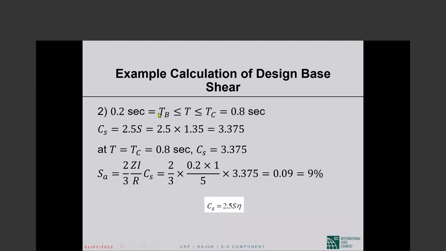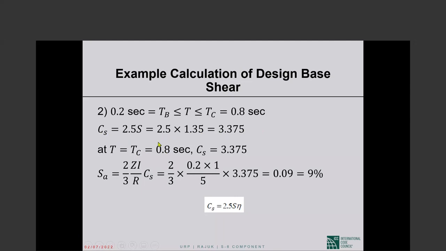Now we do the ramp. T between T sub B and T sub C. This is the beginning of the ramp. This is the beginning of the flat top. This is the end of the flat top. The flat top portion. This is the equation: 2.5 S times eta. Eta is 1 for 5% of critical damping. S is 1.35 for our particular soil. So C sub S is 2.5 times 1.35, that is 3.375. This is the flat top.